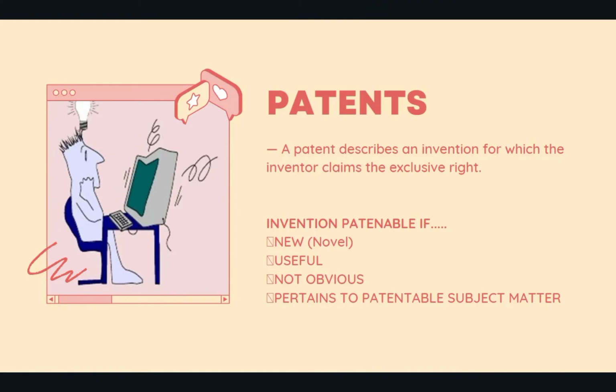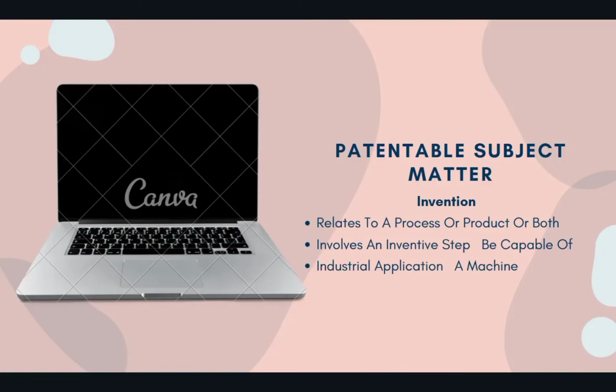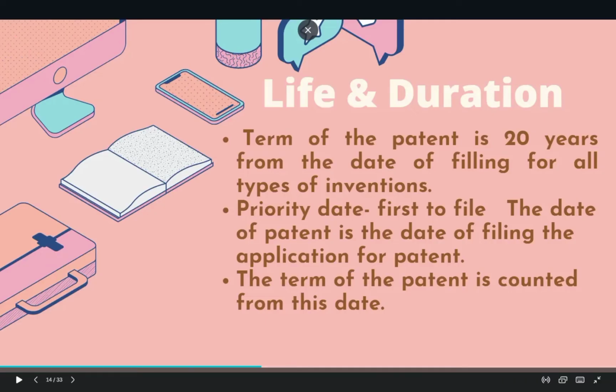Remember, patents describe an invention for which the inventor claims the exclusive right. An invention is patentable if it is new, useful, not obvious, and it pertains to patentable subject matter. With regards to the patentable subject matter, the invention should relate to a process or product or both, involve an inventive step, and be capable of industrial application, a machine. The term of the patent is 20 years from the date of filing for all types of invention.